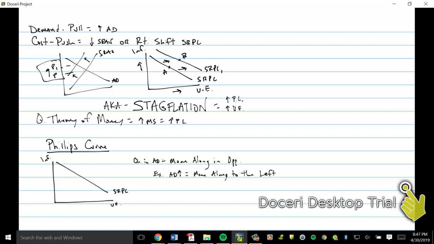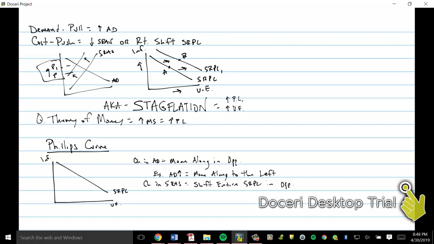All right. Next, a change in SRAS means that we shift the entire SRPC in the opposite direction. And the graph right above us, the cost push, that's a perfect example of that. The SRAS shifts left, you move the SRPC to the right.